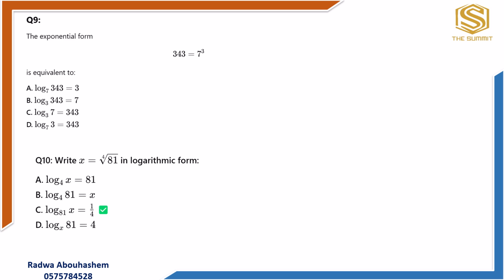The exponential form 343 equal to 7 power 3 is equivalent to, again, we take the logarithm for the value. Where is the value? Here's the value. So log 343. Where is the base? The base is 7, equal to the power, which is 3. So log 343 base 7 equal to 3.